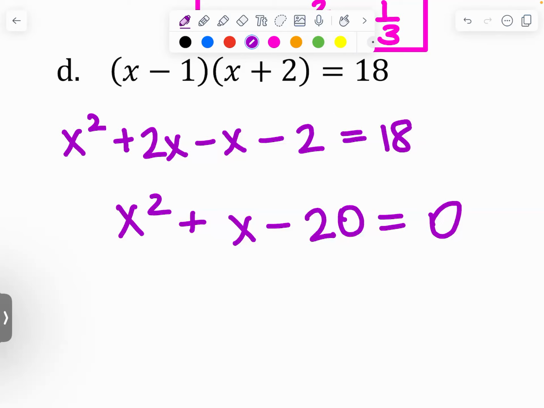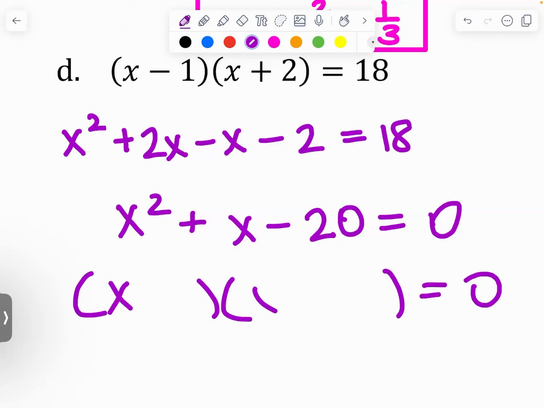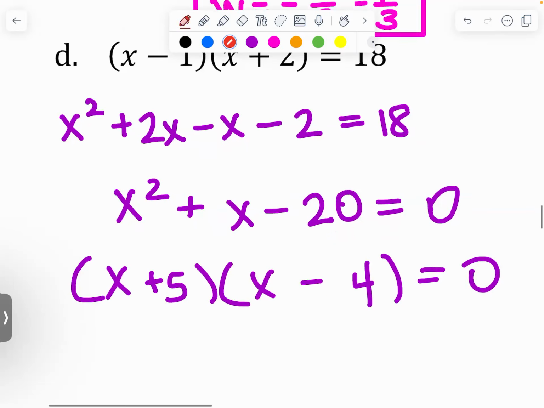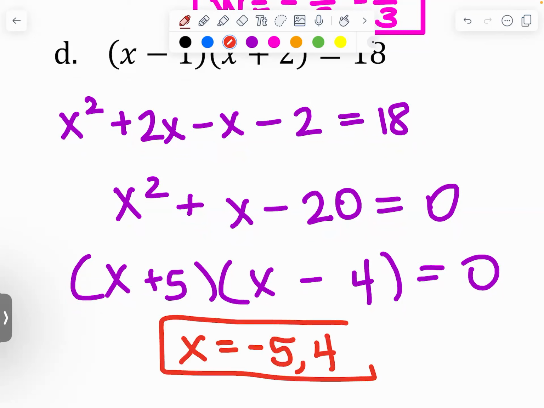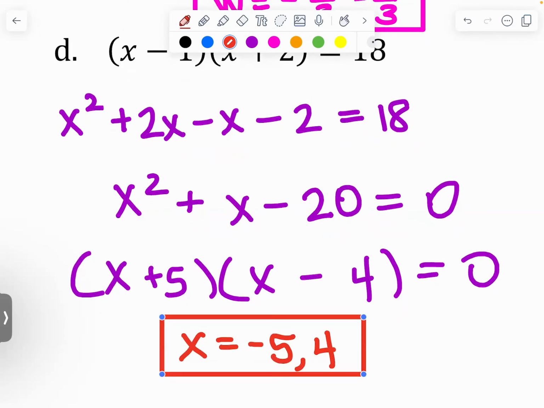Two numbers that multiply to negative 20, add to positive 1. So if x plus 5 times x minus 4 equals 0, then I know that x equals negative 5 and a positive 4.